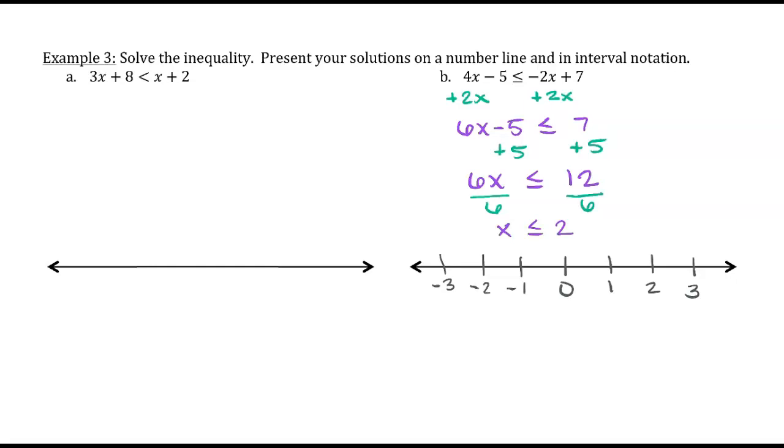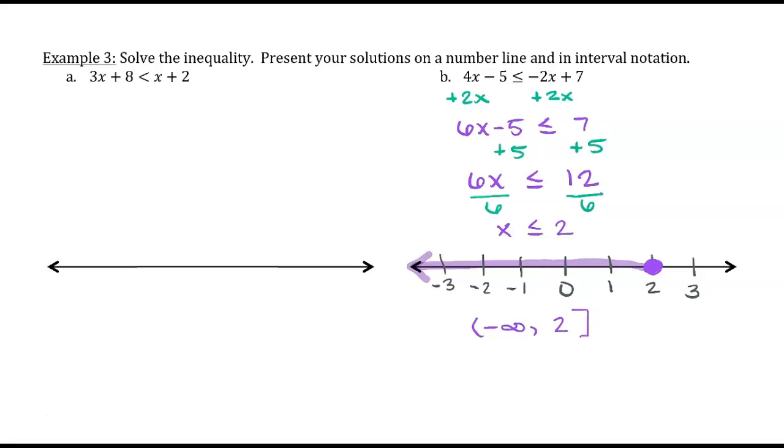Our endpoint here is positive 2. We also want all values less than 2. Since our inequality has equals as part of it, we want to include our endpoint. That is, 2 is part of the solution set. To write this in interval notation, we need a left endpoint of negative infinity and a right endpoint of 2. We use brackets because 2 is included.